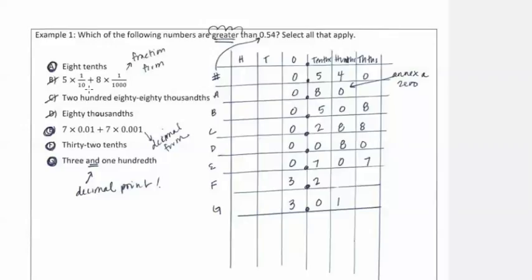B, this is written in expanded form. In expanded form, it's also written with fractions, right?